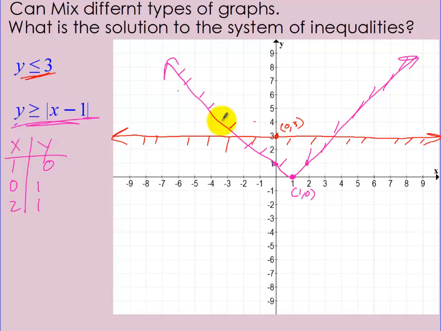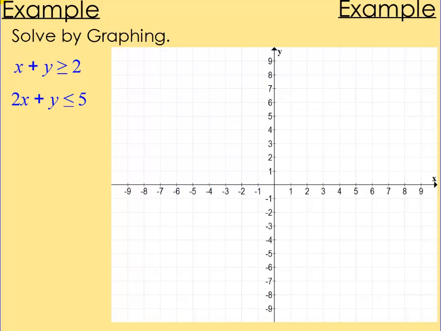I'm going to do that in green. So it's going to be this little triangle here is my solution. All this area. Every point in this area is a solution. That's what that area actually represents. Any point that you can put in this little triangle here can be a solution to this system of inequalities. Alright, try some examples. Pause the video.